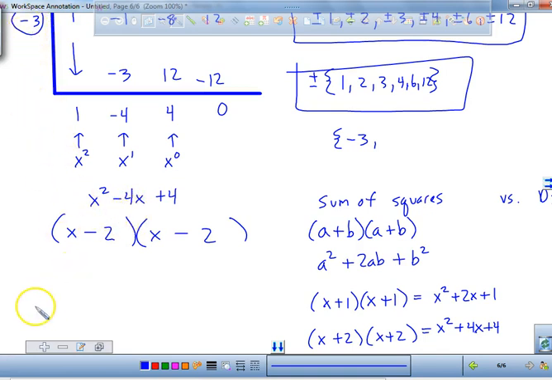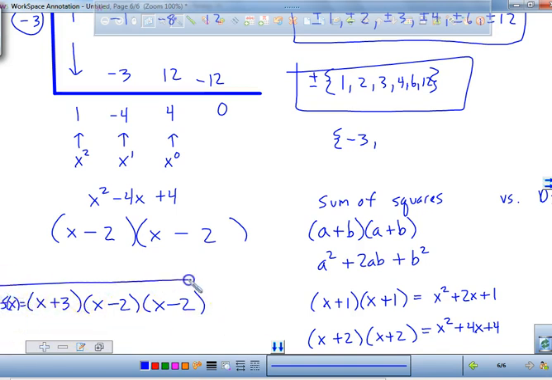So what was one of our factors? One of our factors is actually an x plus 3. What are our other two factors? An x minus 2 and an x minus 2. So what I want you to do right now, if I asked you for the factored form that we just did in the previous assignment, that's the factored form of problem number 1.